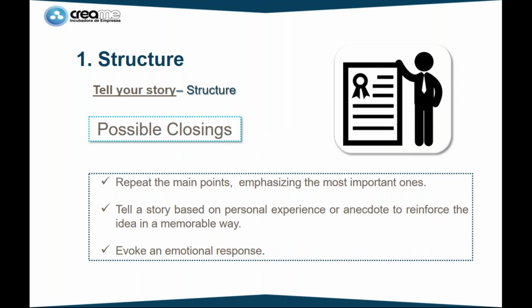Possible closings at the end of any pitch. Repeat the main points. Emphasize the most important ones. If you need the requirement, just remember why you're asking for it. Where are you going to be in the next year? And why you need it right now and why it's so important.